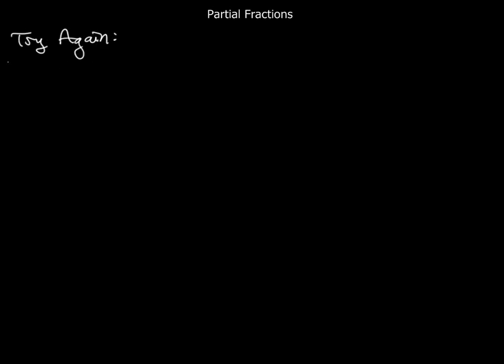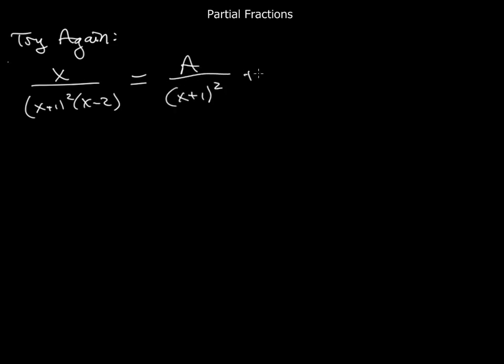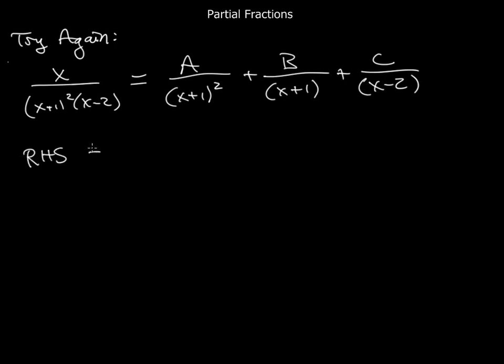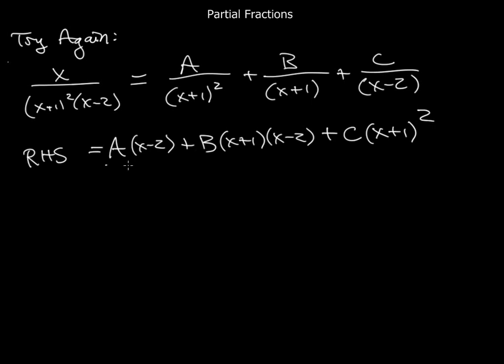So I was illustrating it this way to show you that if you try to solve one of these problems and you can't, you know that you need a more general term. So let's write this as A over x plus 1 squared plus B over x plus 1 plus C over x minus 2. I changed B and C here, but that's fine. And now the right-hand side is going to be A times x minus 2 plus B times x plus 1 times x minus 2 plus C times x plus 1 squared, over the denominator.